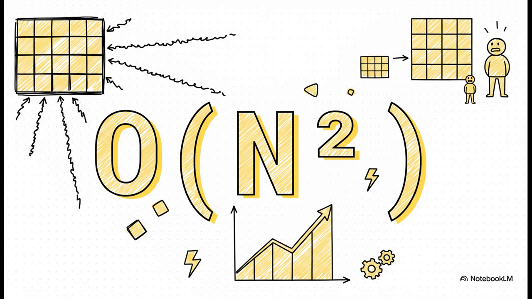But this incredible power has a very, very steep price. Because every patch has to compare itself to every other patch, the amount of computation required grows quadratically. It's like being in a crowded room. If you double the number of people, you don't just double the number of conversations, you basically quadruple them. This is why ViTs can really struggle with super high-resolution images. It just creates a computational explosion.